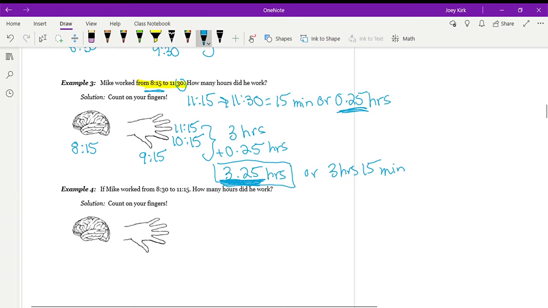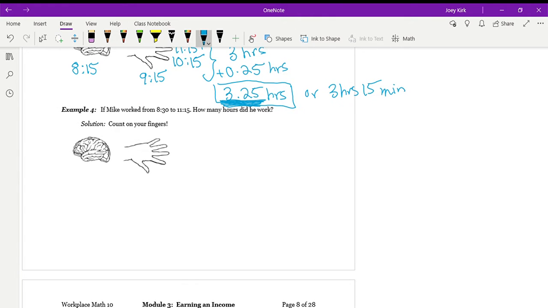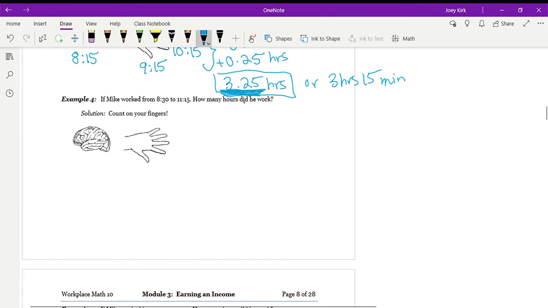All right, example 4. If Mike worked from 8:30 to 11:15, okay, so now we're doing 8:30 to 11:15. How many hours did he work? You'll see I'm just always highlighting just for myself. It's always good to do.